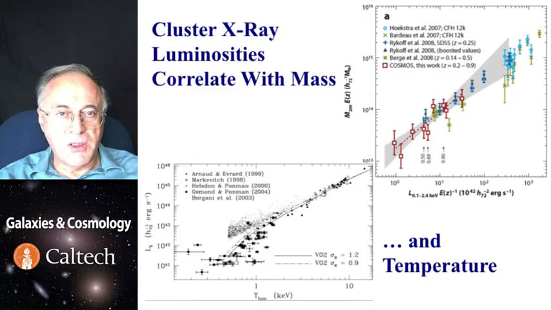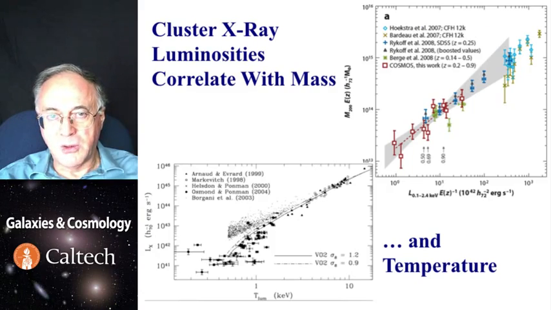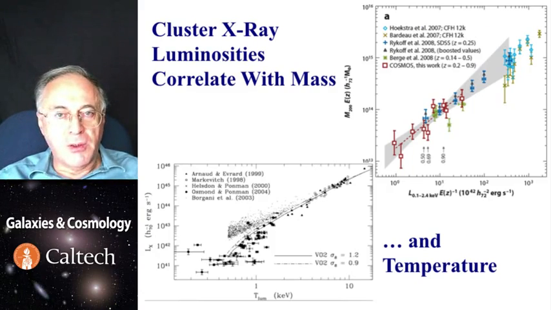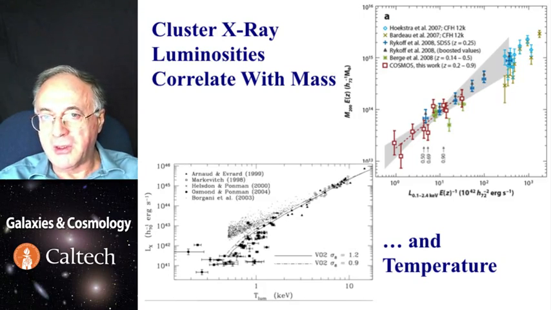Likewise, X-ray luminosity itself is proportional to temperature at some power, and X-ray luminosity also correlates with cluster mass. Now, this is reassuring to know. It's not terribly surprising. It would be very surprising if they didn't correlate, but it's good to actually measure it.